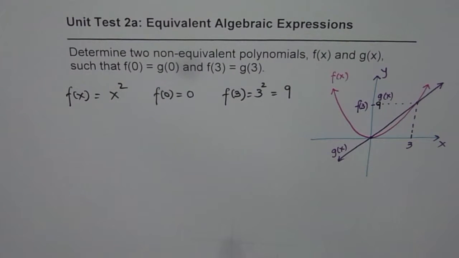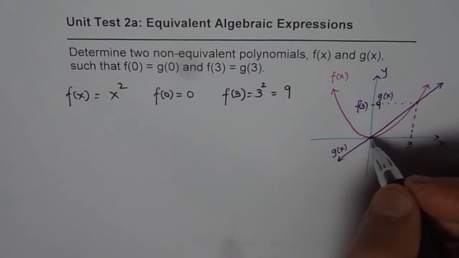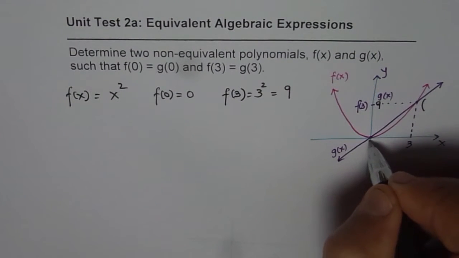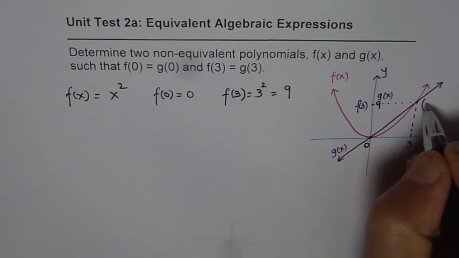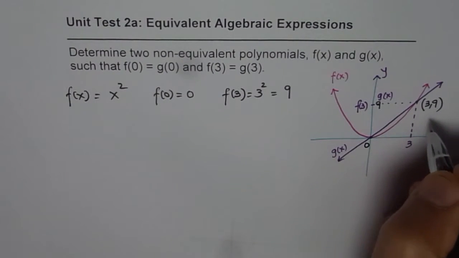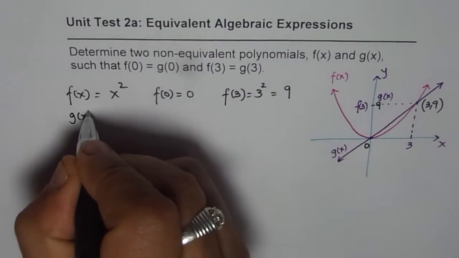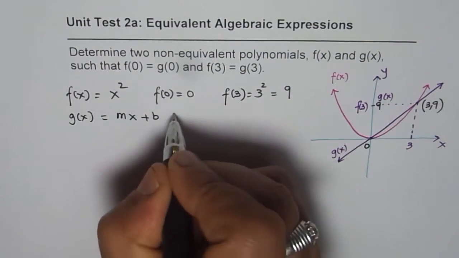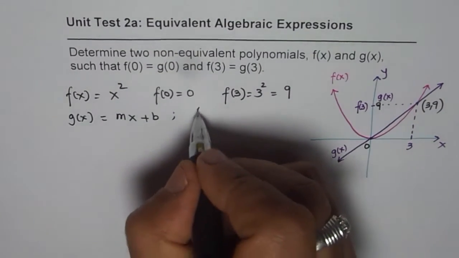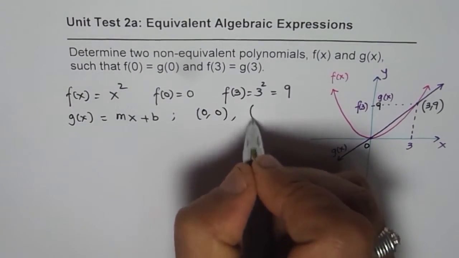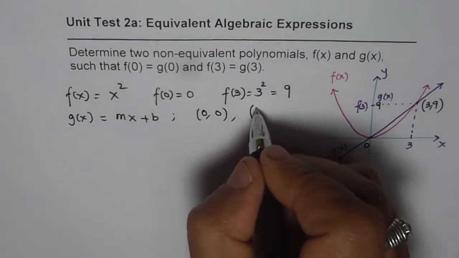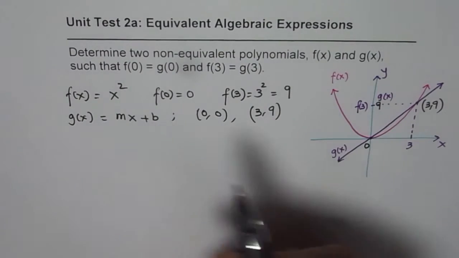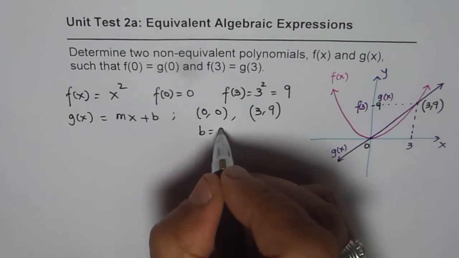Now the question remains, how to find g of x? For g of x, we know at least 2 points. One point is the origin, the other point is (3, 9). So g of x is a line. We can say this equation can be mx plus b, which goes through 2 points: (0, 0) and (3, 9). Now (0, 0) means the y-intercept is 0, that means b equals 0.